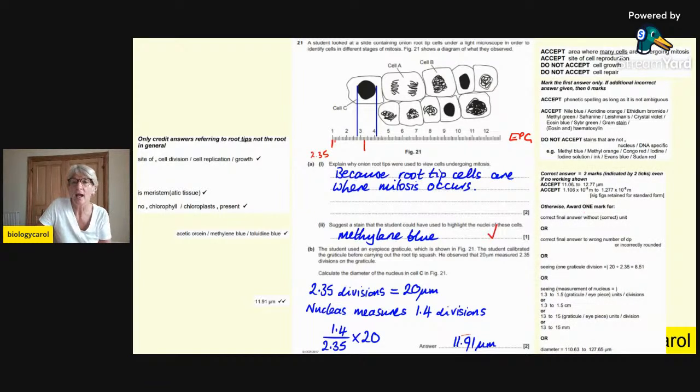But look at the range that they allow, allowing a little bit of leeway on people's measurements. And of course, if you show your working, it is possible that you will get 1 out of the 2 marks. I obviously got the 2 marks, but always try and show your working, what your thinking is, because it could get you marks.